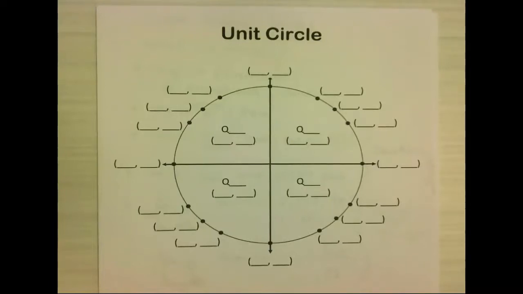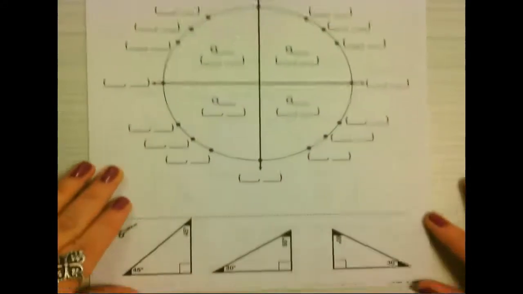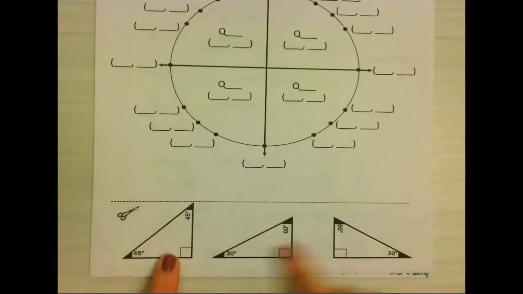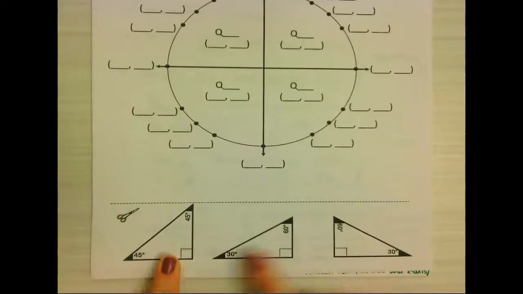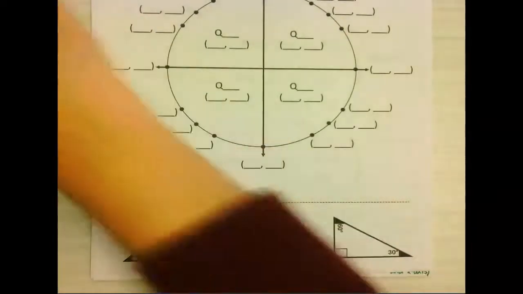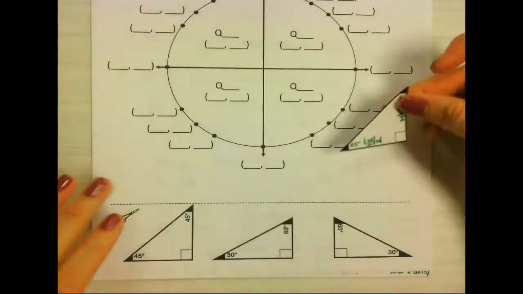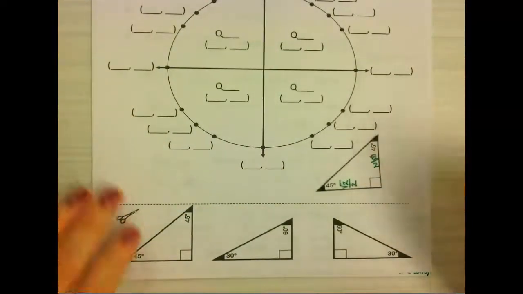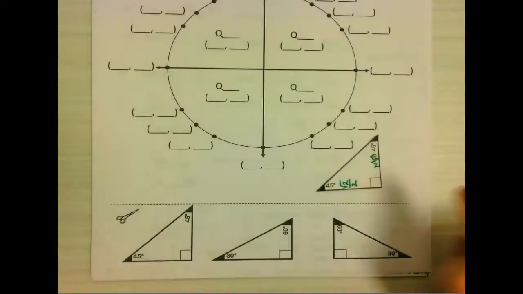So first thing that I want you to do before we start this activity is at the bottom of the sheet right here, I want you to cut off those triangles and cut them out. So you're literally going to cut them off your sheet, and then you are going to cut them out. And we're going to label the sides of those triangles with what we've been working with, our special right triangles.